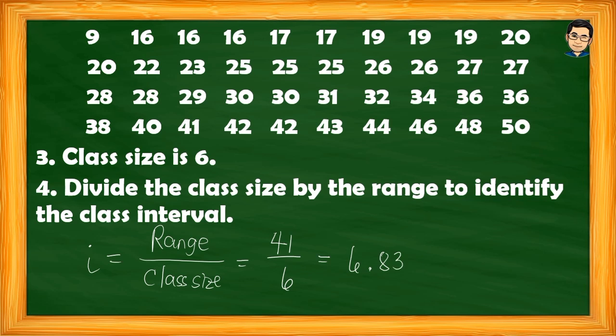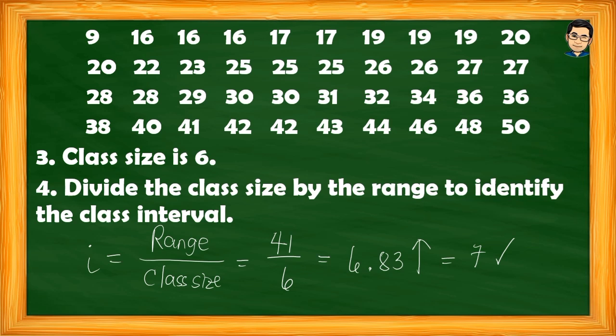So, sa class interval, usually, ang ginagawa po natin dito is round up. Sir, ano po ba yung round up? Okay, so, syempre, kung 6.83 yan, i-round up na natin yan to the nearest whole number, which is 7. So, yan po yung magiging class interval.